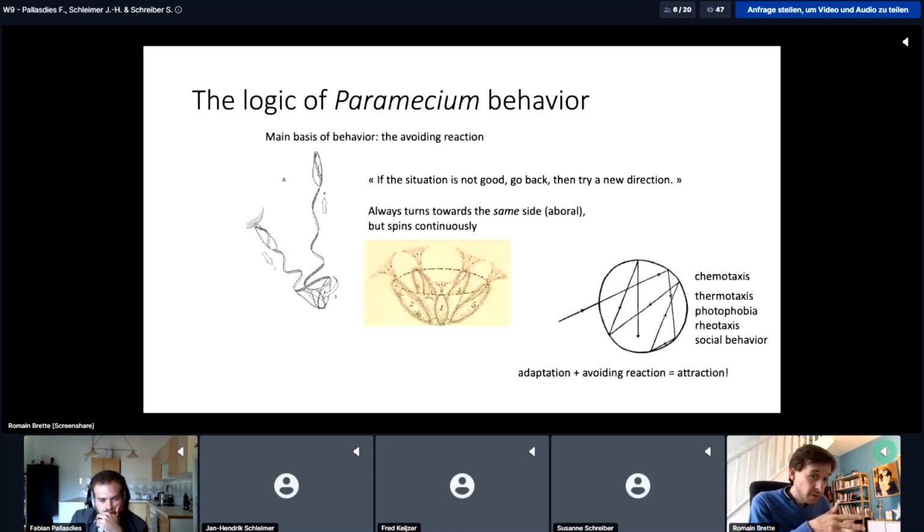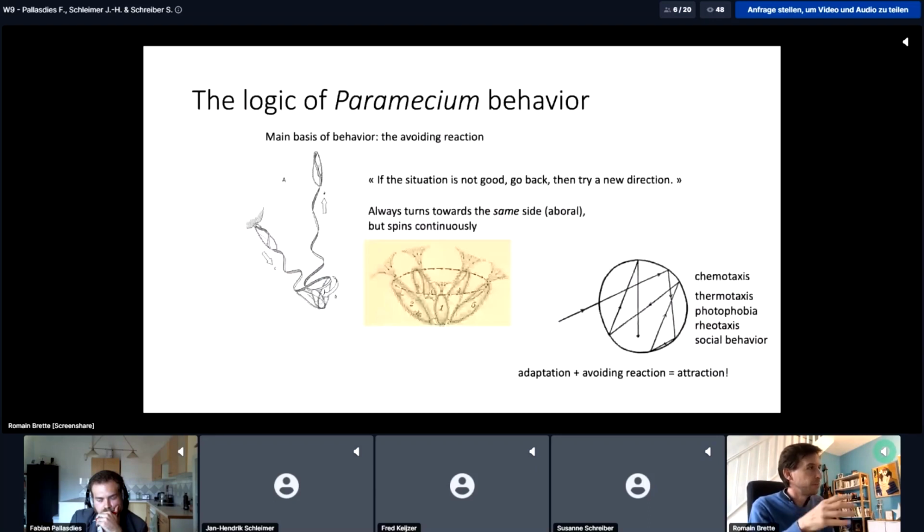Paramecium is sensitive to lots of different chemical substances. It's also sensitive to temperature, to light, so it's photophobic mainly, to water currents. It also shows social behavior through sensitivity to carbon dioxide, which it produces when it breathes. And there might be other things as well, because it's known that they have GABA receptors and they release GABA as well. And all of these are mediated by ionic channels that produce transduction currents.